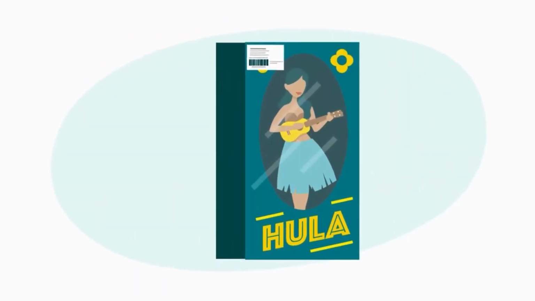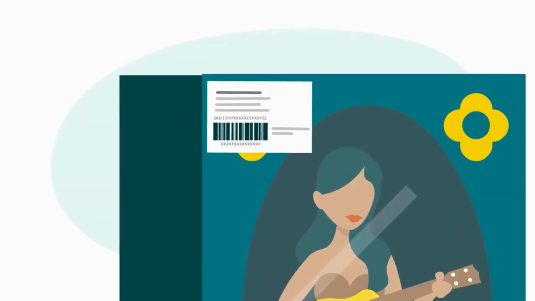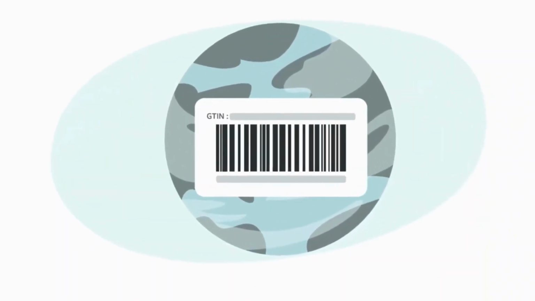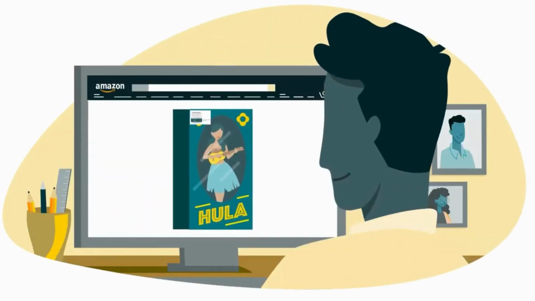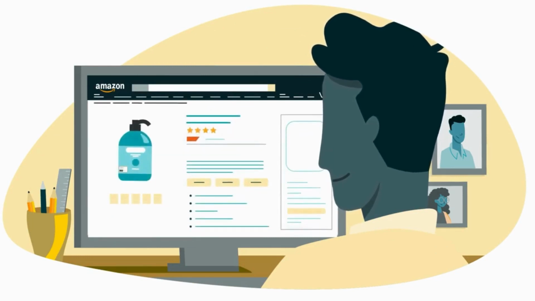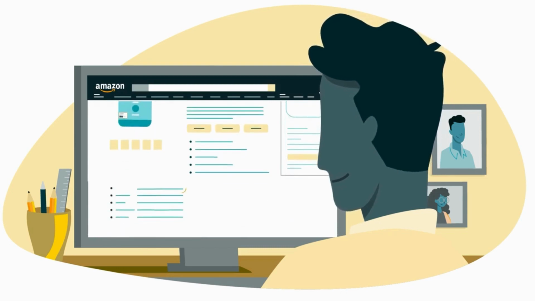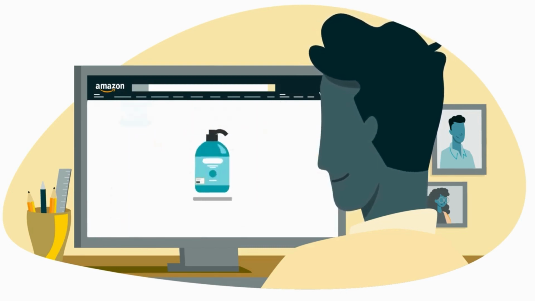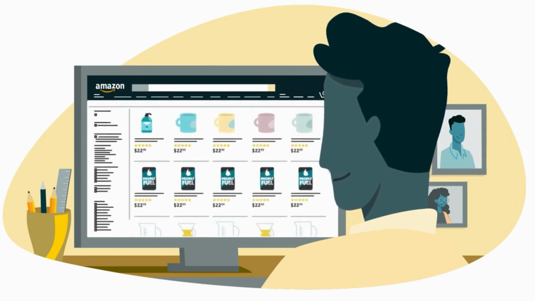It's also important to note that a GTIN is different from a product's ASIN and SKU. While a GTIN is a registered, universally recognized product ID used across international trade, ASINs and SKUs are Amazon and seller specific. An ASIN, or Amazon Standard Identification Number, is an automatically assigned number used by Amazon to identify and track products in our catalog.